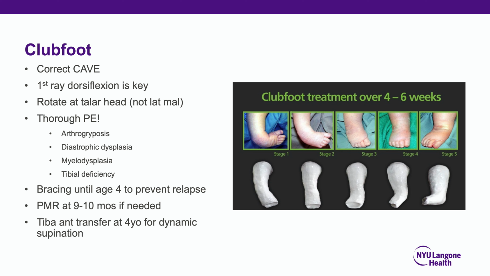There are many conditions that are associated with very difficult to correct rigid clubfeet, including arthrogryposis, diastrophic dysplasia, myelodysplasia, and tibial deficiency. At the right, you can see what the series of Ponseti casts look like, as this is the standard of care, and bracing until age 4 is necessary to prevent relapse. Posterior medial release can be performed at the age of 9 to 10 months if needed, and is typically needed in children that have syndromic clubfeet.